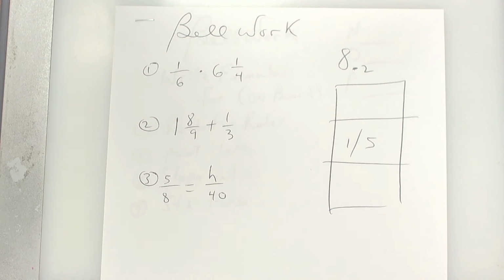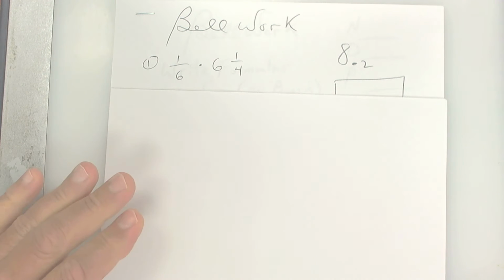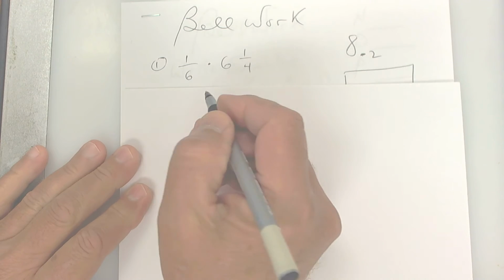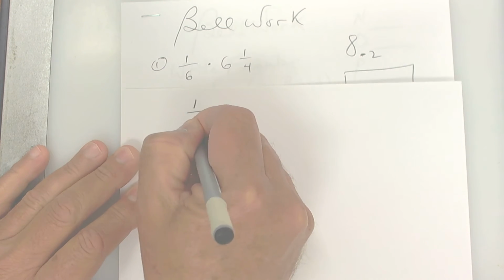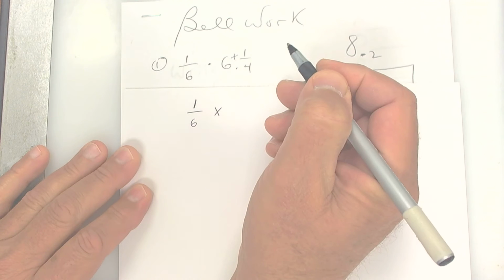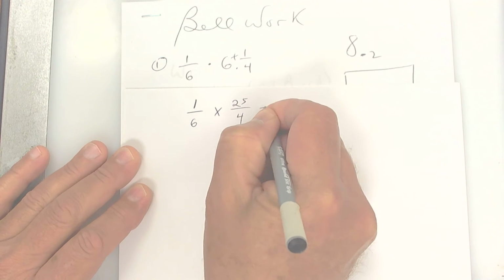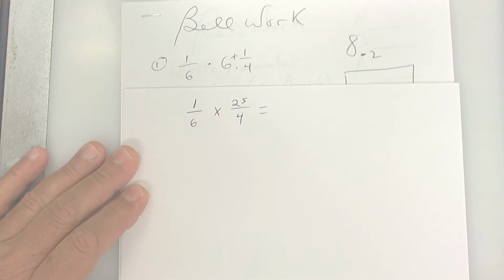All right, so number one, you have to multiply. Now, the way you multiply is you change them both to improper fractions. So it's going to be 1 over 6 times 6 times 4 is 24 plus 1 is 25. Any questions so far?